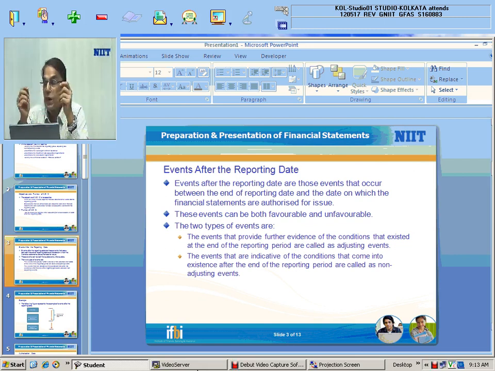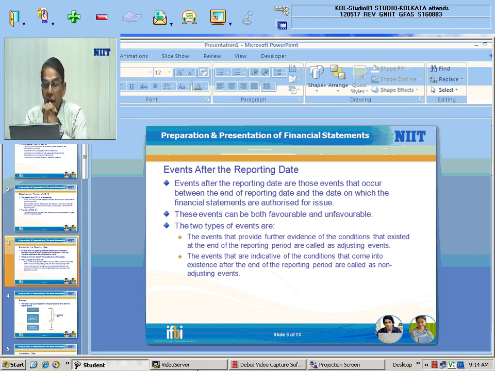So first of all, we are considering events which occur between the end of the reporting date and the date on which the financial statements are authorized for issue. Of these events, some can be favorable to the entity, some can be unfavorable. Those events which provide further information about or evidence of the condition that existed at the end of the reporting period are called adjusting events, and for these events, necessary adjustments must be made in the financial statements. That's why they are called adjusting events.